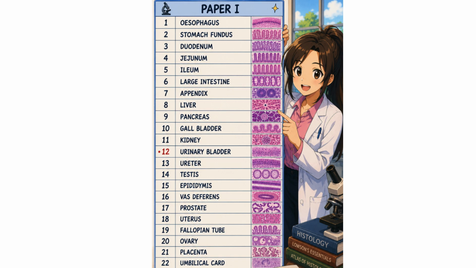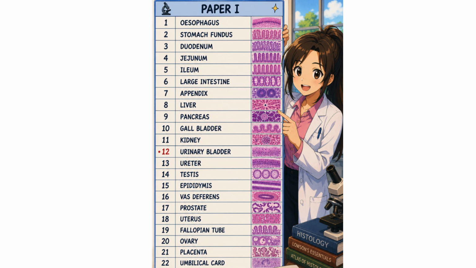Coming to vas deferens, it is a very thick 3-layer smooth muscle wall, inner and outer longitudinal, middle circular, and a small star-shaped lumen is present, lined by pseudostratified epithelium with stereocilia. Both the epididymis and vas deferens are lined by pseudostratified epithelium with stereocilia.